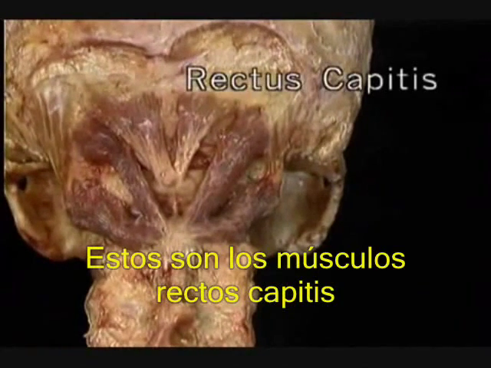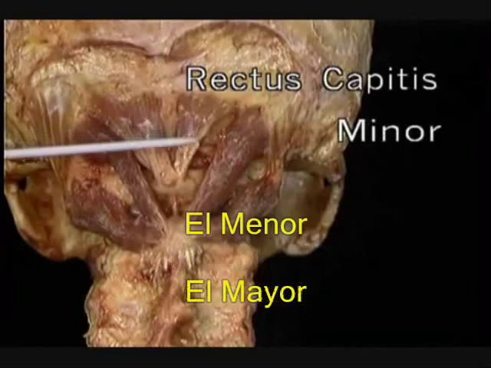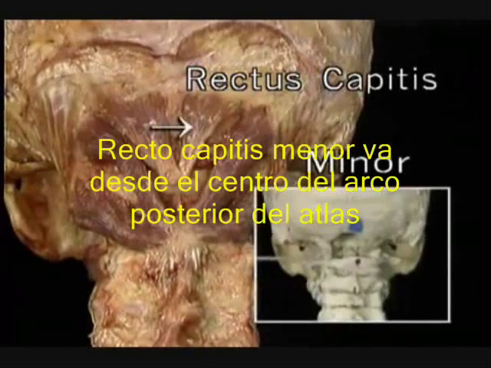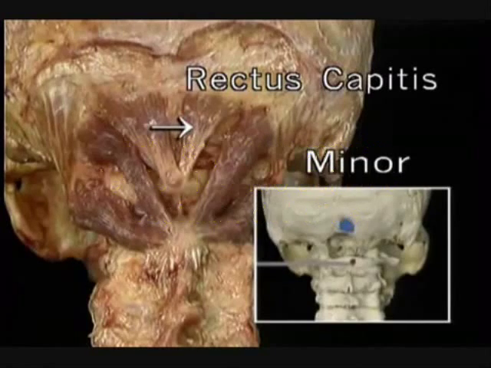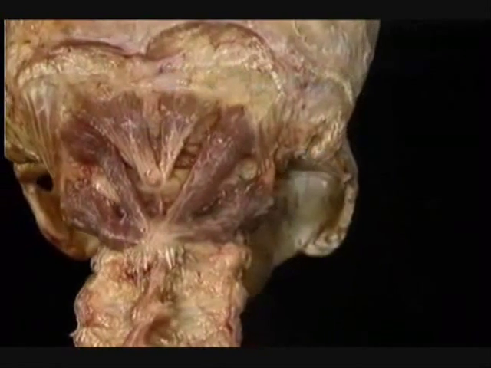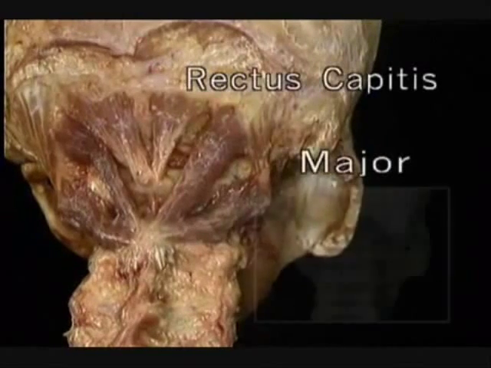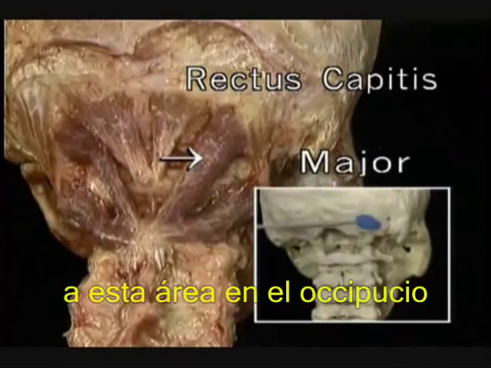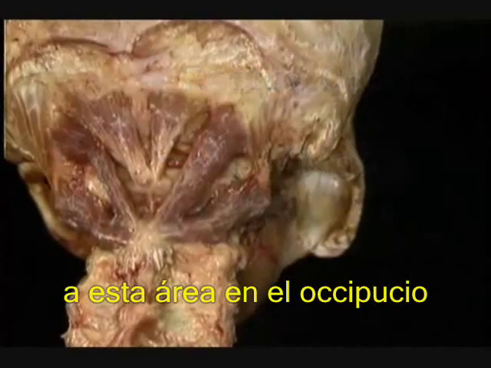Here are the 2 rectus capitis muscles, minor and major. Rectus capitis minor goes from the middle of the posterior arch of the atlas to this area on the occiput. Rectus capitis major goes from the spinous process of the atlas to here on the occiput.